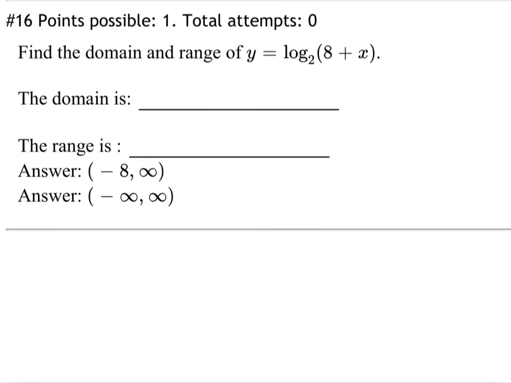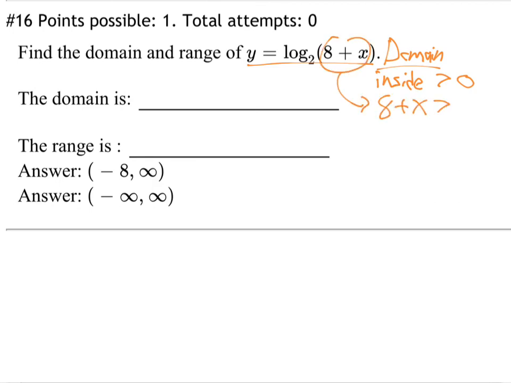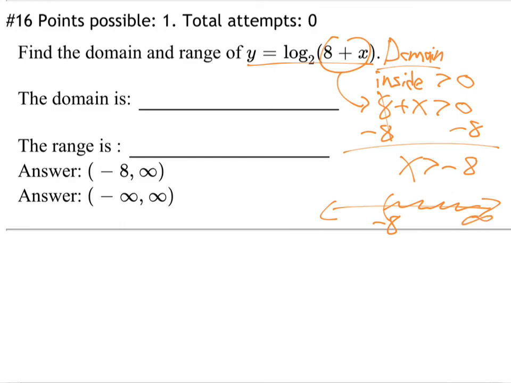And the last one, find the domain and range of this function. So the domain again is the fact that the inside must be greater than 0. You can't have the inside of a log negative or 0. So you take the inside and you say greater than 0, subtract 8. X is greater than negative 8. How do you say that on a number line? It goes from negative 8 to infinity. And the range is always negative infinity to positive infinity because these log graphs always go up and down forever. So there we go.